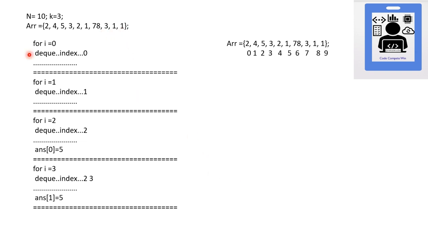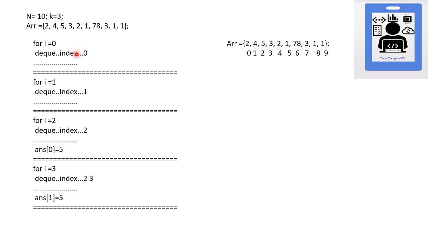As we know, we need to start iterating over the array using a deque data structure. So now if i equals 0, we first see that our deque data structure is empty, so we simply insert index 0 at the back of the deque. And for the next iteration, i equals 1, as you can see that our deque contains index 0.